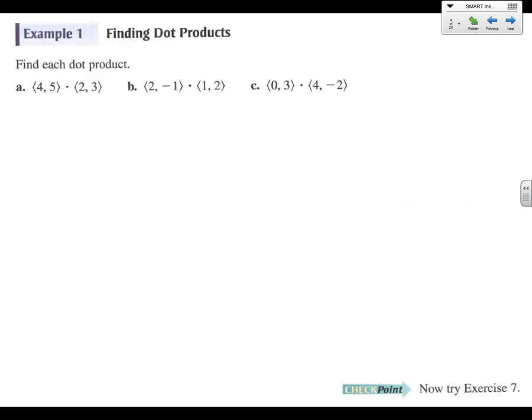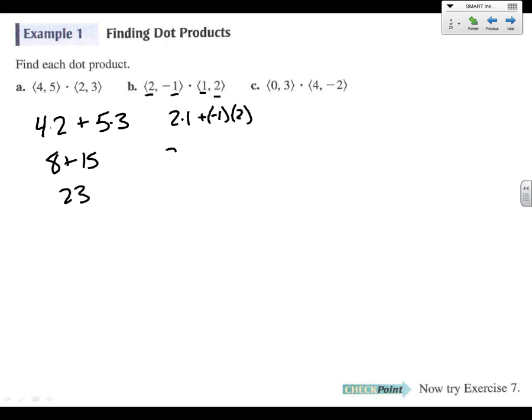Let me skip this and come back to this. Find the dot product of these. The dot product on A is: multiply the 4 times the 2, add, multiply the 5 times the 3. 8 plus 15, we get 23. Multiply the i's together, 2 times 1. Multiply the j's together, negative 1 times 2. 2 minus 2, the dot product is 0.